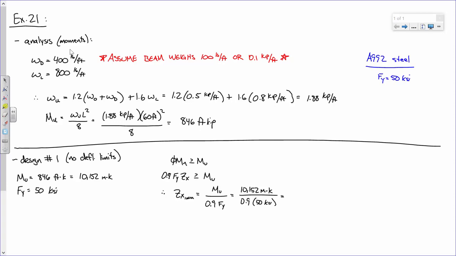Even if the steel was not specified, we are dealing with W shapes. Remember, if you go to table 2-4, what is the preferred material spec for W shapes? It's A992, so it's a fairly reasonable assumption. Okay, what does this come out to be? Say it again. Oh. Inches to the third, right? Okay, now help me out. If your Z_X requirement is 225.6 inches to the third, what section would you pick?